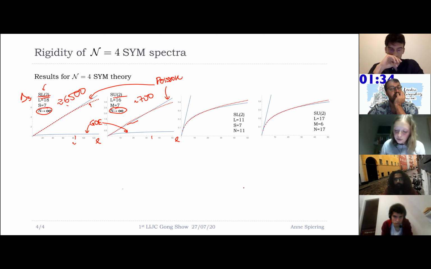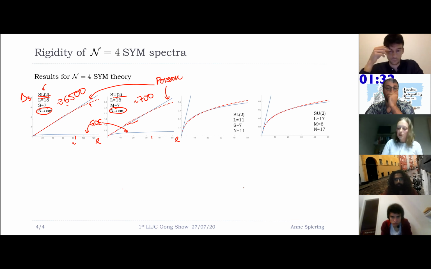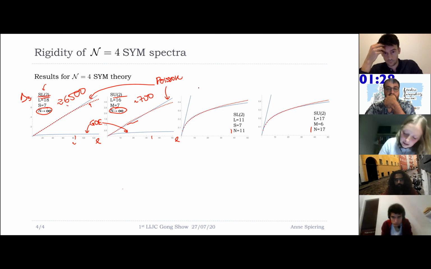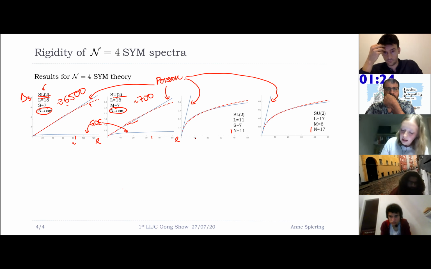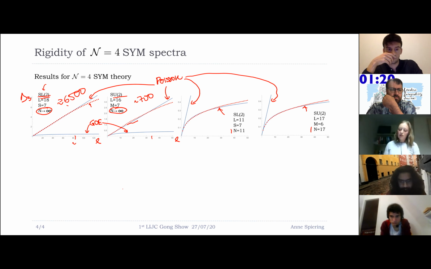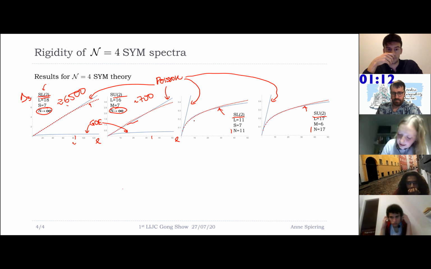And now if you go to the non-planar case, so now looking at finite n, then this is what we find here. Again, those straight lines, this is Poisson, and the GOE, or the random matrix theory, is this. And here again, for the SL2 sector and the SU2 sector, we find that the data points now lie on this curve for random matrix theory.